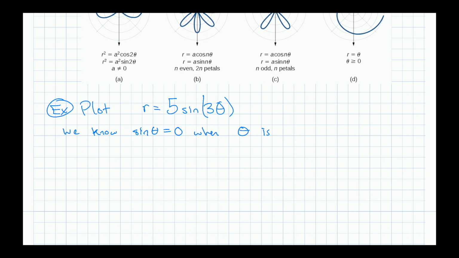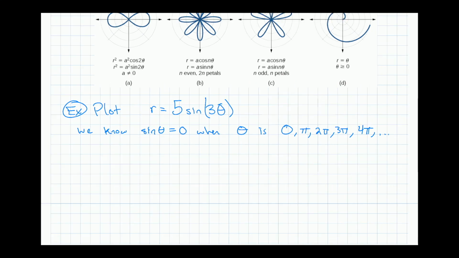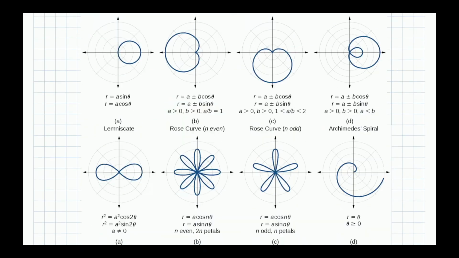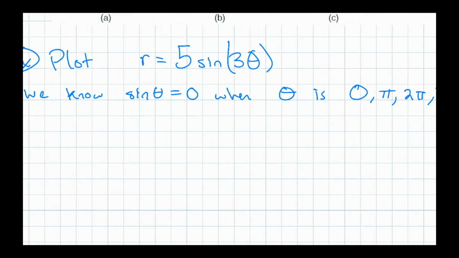Well, sine 0 is 0. So when theta is 0, or also pi. It's actually not just those. If you keep going, it's 0, pi, 2 pi, 3 pi, 4 pi, etc. All those are where the sine is going to be 0. Sorry, doing it again here. Okay, good. Nice and smooth again.